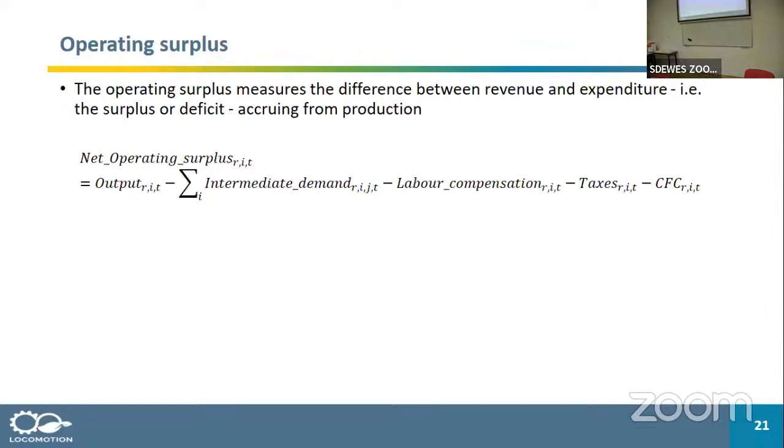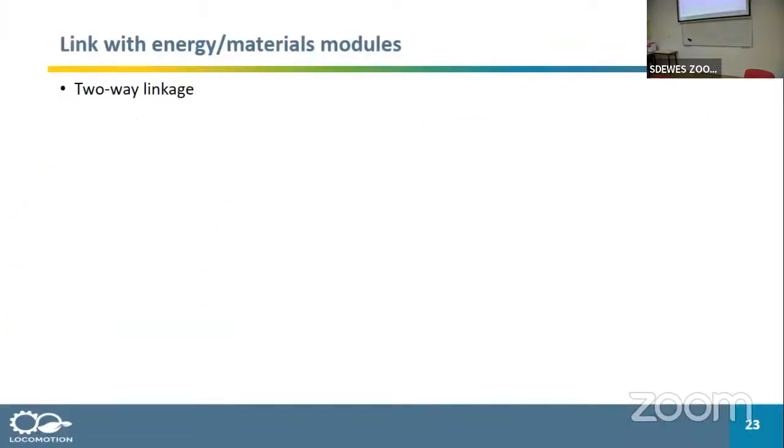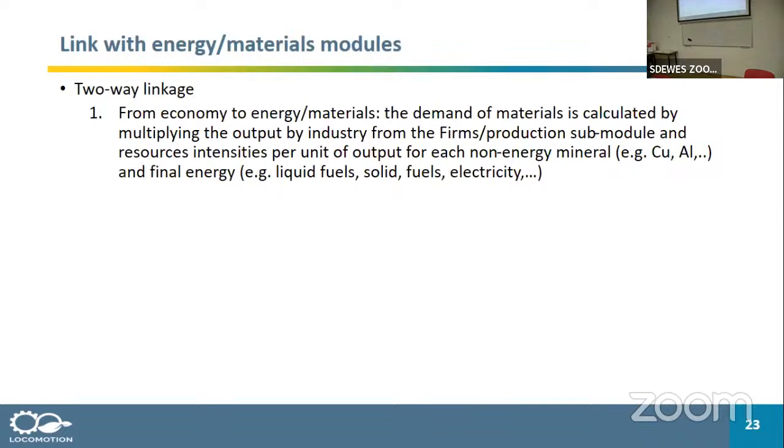Then we calculate the operating surplus. Yes, this is the net operating surplus that is calculated by double deflation. It is the output minus intermediate demand minus labor compensation minus taxes minus consumption of fixed capital. By definition, it is like this. Okay, and that net operating surplus goes to households.